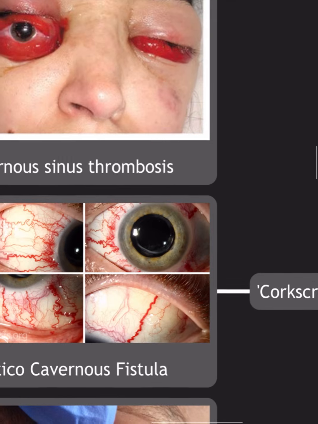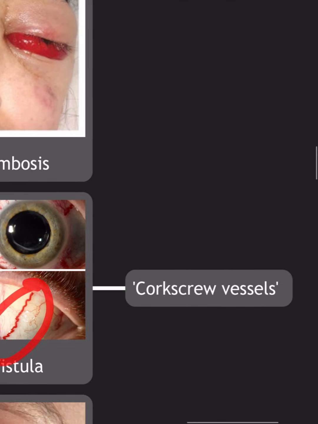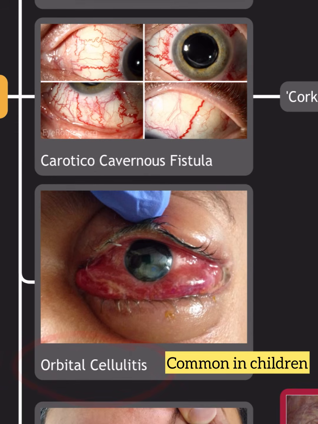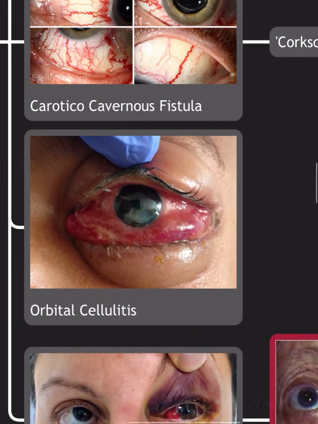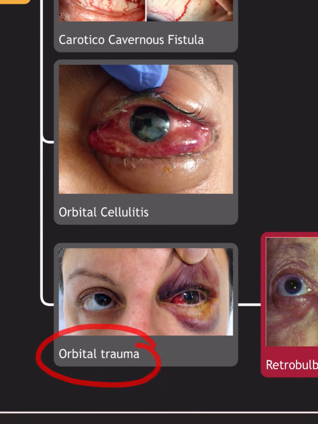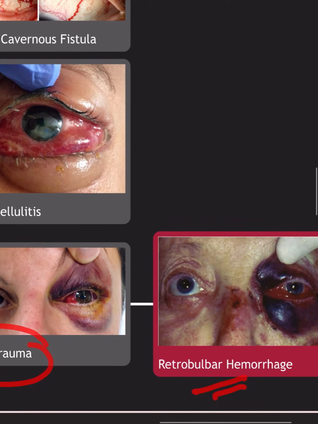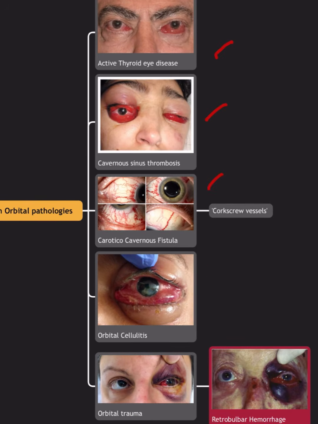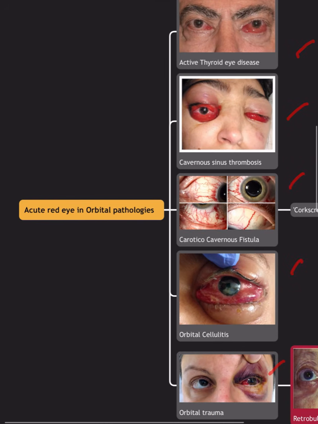Always look for these very characteristic corkscrew vessels in these patients. The fourth is going to be much commonly seen in kids, especially, which is the orbital cellulitis. And the last is going to be orbital trauma, especially when there is going to be a retrobulbar hemorrhage. So please understand these five differential diagnoses for an acute red eye in orbital pathologies.